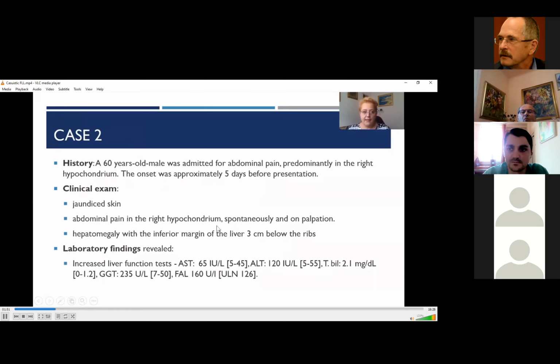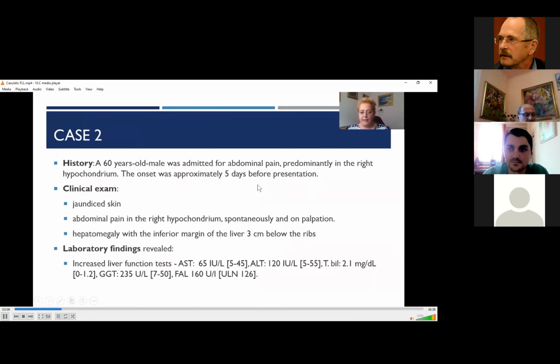The second case is a 60-year-old male who was admitted for abdominal pain, predominantly in the right hypochondrium. The onset was approximately 5 days before presentation. On clinical exam, he was jaundiced. He had abdominal pain in the right hypochondrium, spontaneously and on palpation, and also he had mild hepatomegaly.